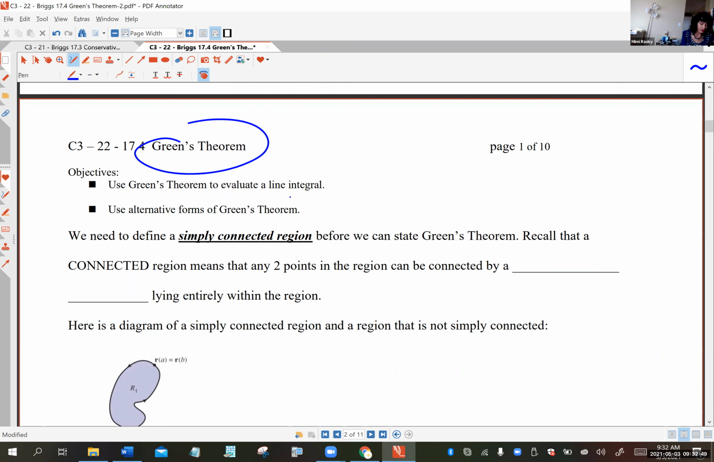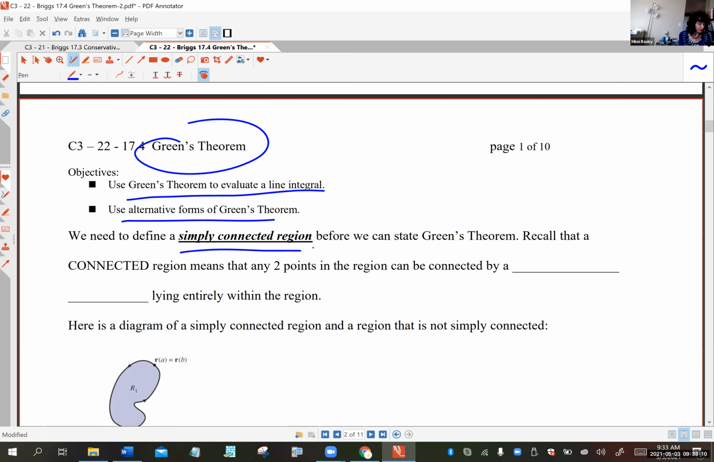So we're going to use Green's to evaluate a line integral. Oh man, you mean line integrals aren't going away? They kind of are. You'll see. If you can apply Green's, no line integral necessary. And then using alternate forms of Green's. All right, fine. First, let's do a quick definition. Actually, a couple definitions, then we'll hit you with Green's.